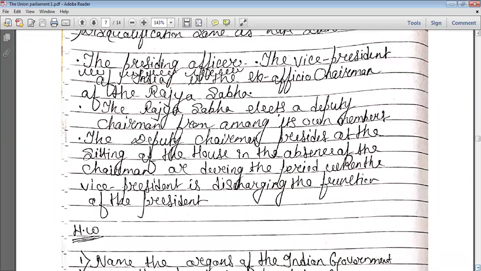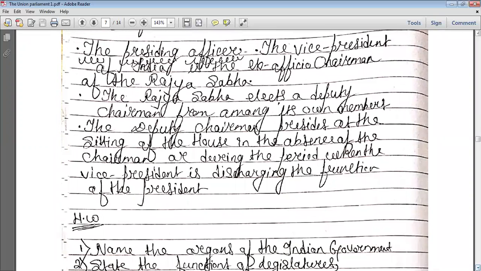Okay. So next we would like to discuss the presiding officer. Who is the presiding officer of the Rajya Sabha? The Vice President of India is the ex officio chairman of the Rajya Sabha. Who presides in the Lok Sabha? The Speaker presides in the Lok Sabha, and the Vice President is regarded as the ex officio chairman of the Rajya Sabha and presides over the Rajya Sabha meeting.